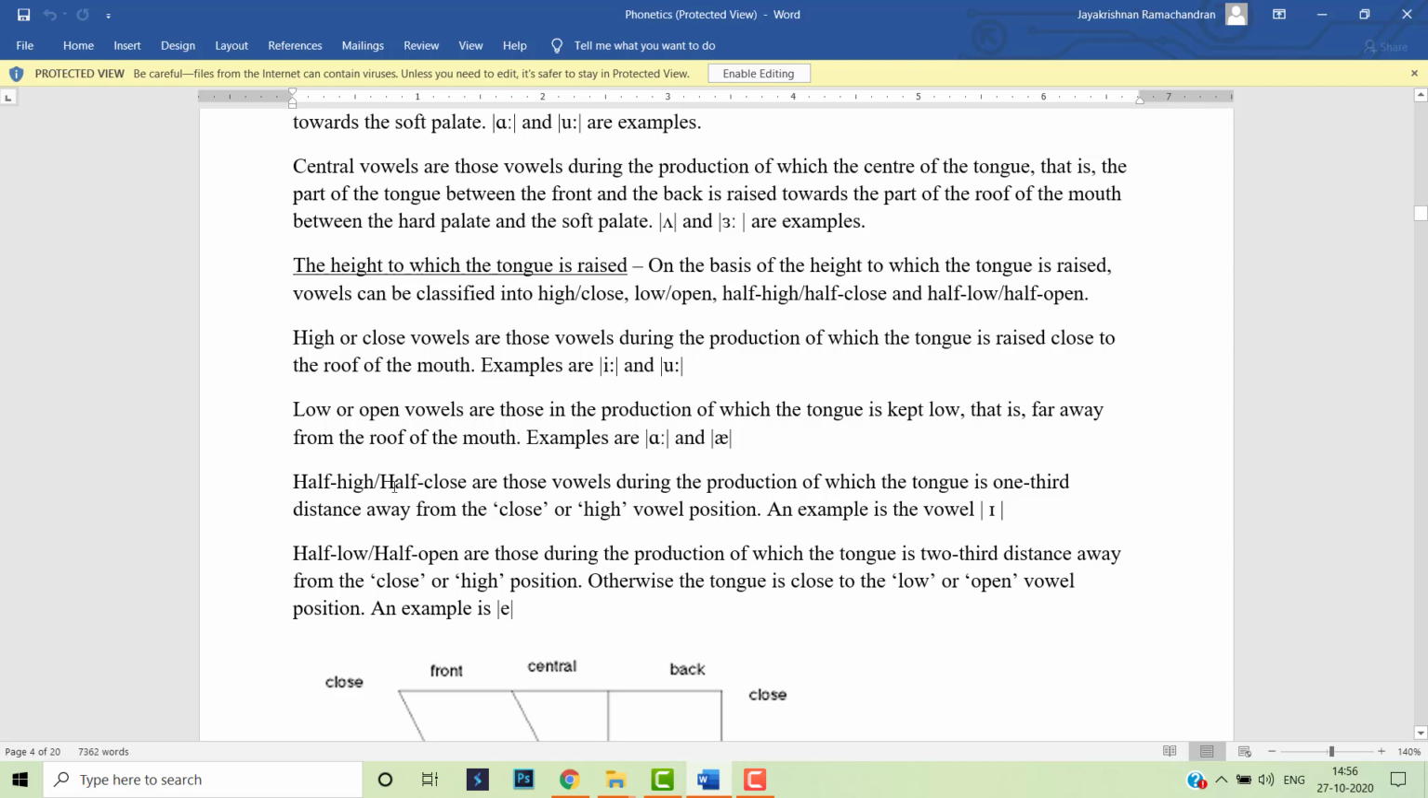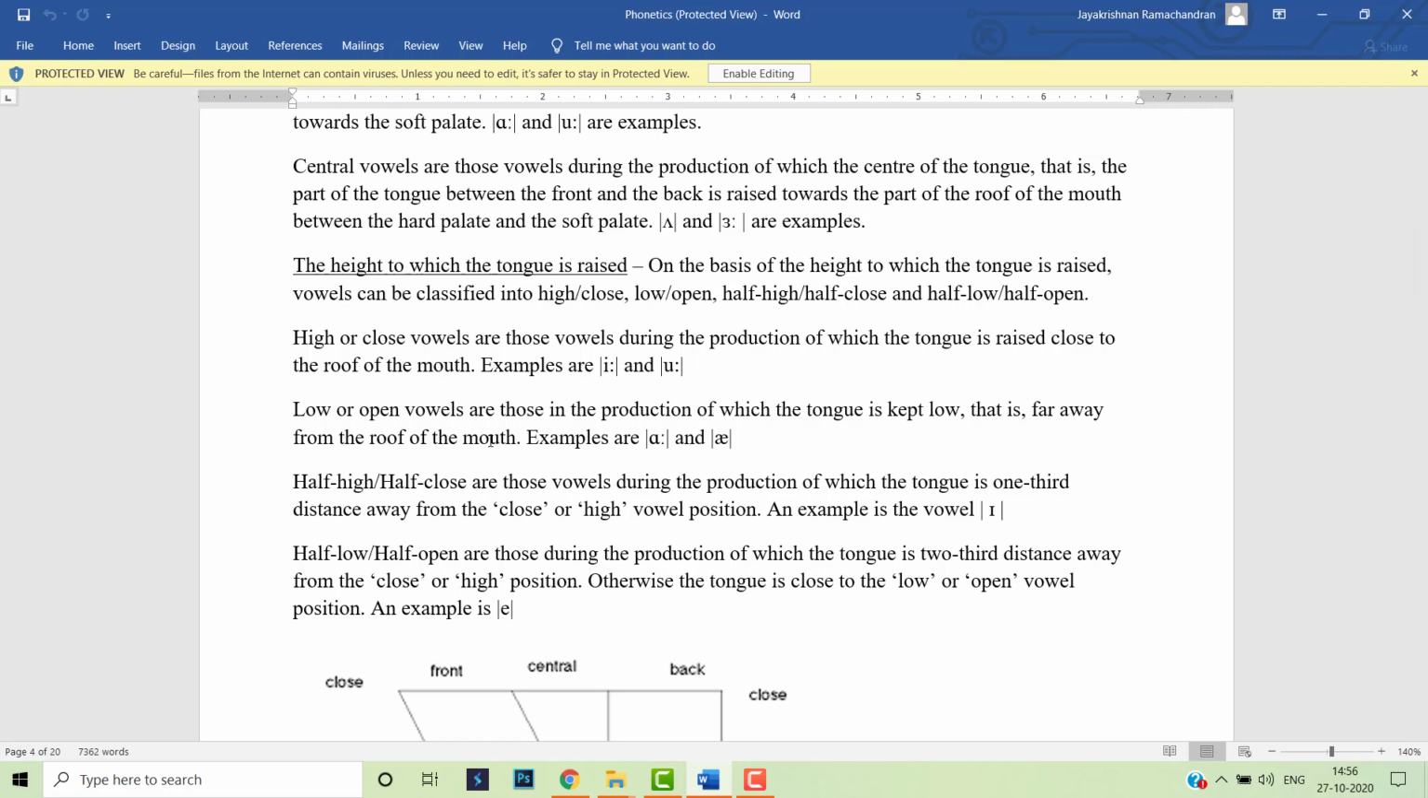അതായത് ഹാഫ് ഹൈ എന്ന് പറയുന്നത് ഏറ്റവും മുകളിൽ നിന്ന്, ഹൈ ലെവലിൽ നിന്ന് 1/3 ഡിസ്റ്റൻസ് താഴെയാണ്. വീണ്ടും ഒരു 1/3 ഡിസ്റ്റൻസ് താഴെയാണ് ഹാഫ് ലോ അല്ലെങ്കിൽ ഹാഫ് ഓപ്പൺ എന്ന് പറയുന്നത്. മറ്റൊരു രീതിയിൽ പറഞ്ഞാൽ, ക്ലോസ് അല്ലെങ്കിൽ ഹൈ പൊസിഷനിൽ നിന്ന് 2/3 ഡിസ്റ്റൻസ് away ആണ്. You can say it is 1/3 distance higher than low or open vowel. Low or open നേക്കാളും 1/3 ഡിസ്റ്റൻസ് കൂടെ മുകളിലോട്ട് വരും. നമ്മൾ മുകളിൽ നിന്നാണ് പറയുന്നതെങ്കിൽ 2/3 ഡിസ്റ്റൻസ് താഴേക്ക് വരും.